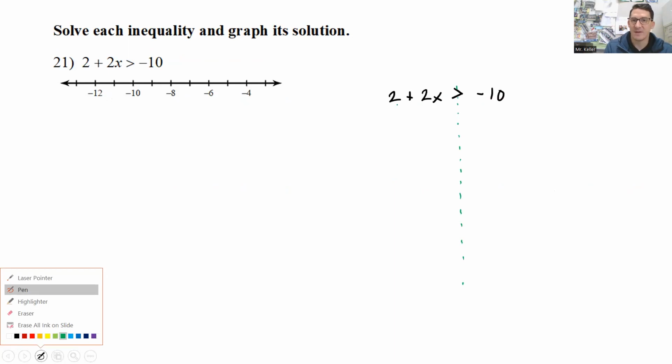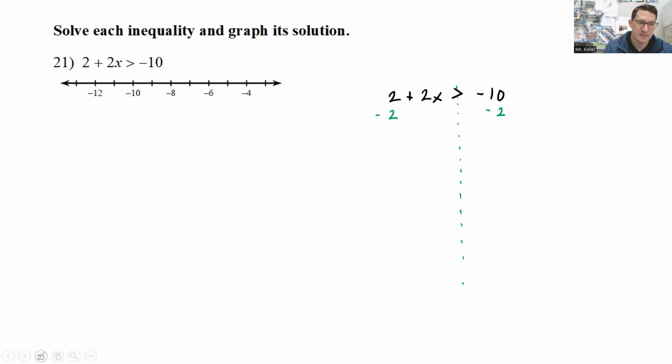So first step, I got to take care of this 2. Since that 2 is positive, I'm going to subtract 2 from both sides. So positive 2 minus 2 cancels out. I have 2x greater than negative 10 minus 2, which is negative 12. And then to finish solving, I'm going to divide both sides by 2. So times 2 divided by 2 cancels out. You get x is greater than negative 12 divided by 2, which is negative 6.